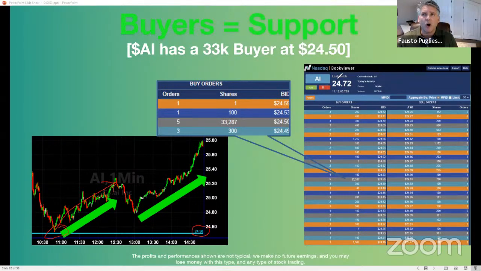It was because on the exchange, on the NASDAQ, when you get down to 24.50, there were 33,000 shares looking to be bought at that price. Now, there are buyers at every single price, right? 200, 400. But when you got down to 24.50, that's where you had probably about 30, 40 times the average order out there at that price.